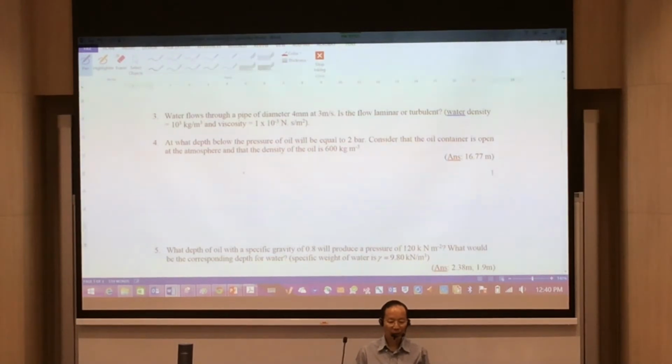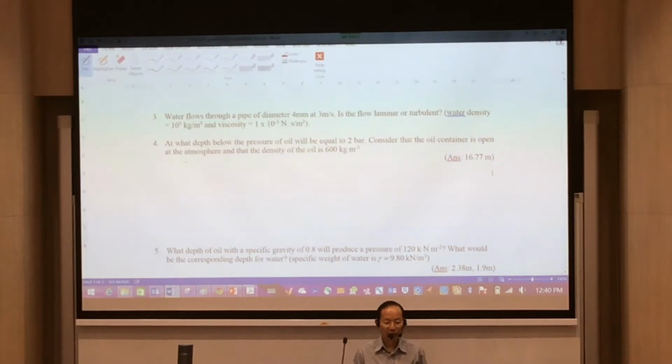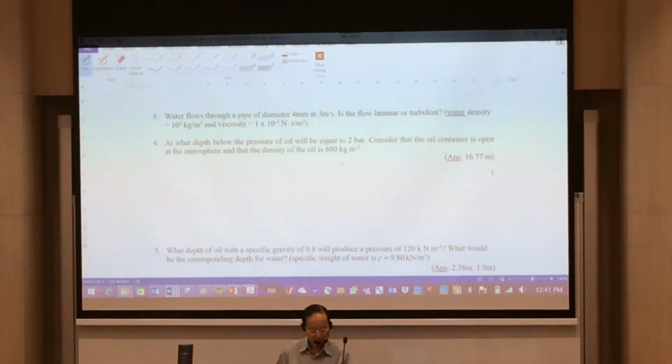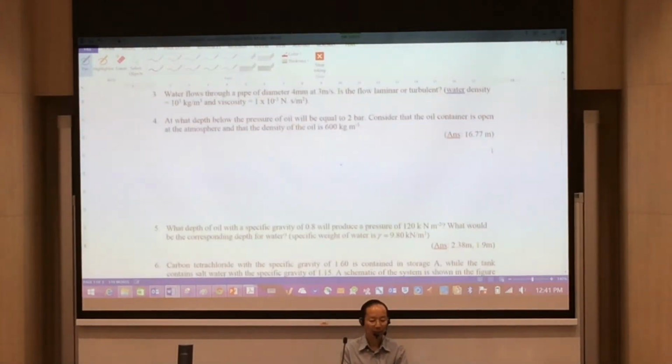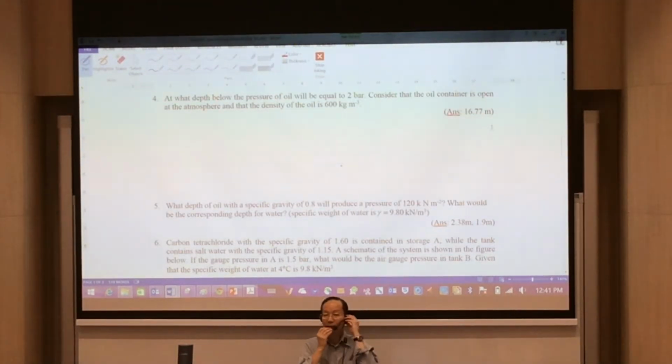Then question 4 is, at what depth below will the pressure of oil be equal to 2 bar? Consider that the oil container is open at atmospheric pressure, and the density of the oil is 600 kilograms per meter cube. And the depth is 16.77 meters. So what do we use in this case for question 4? Anybody?